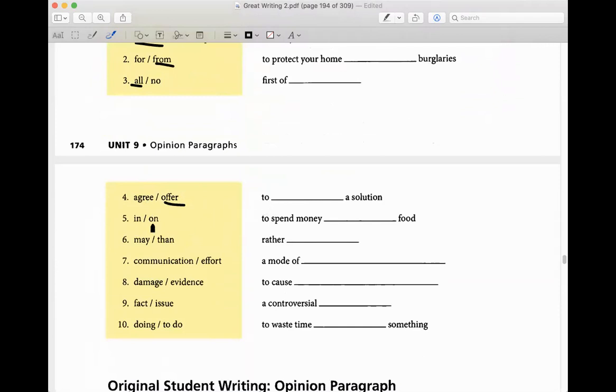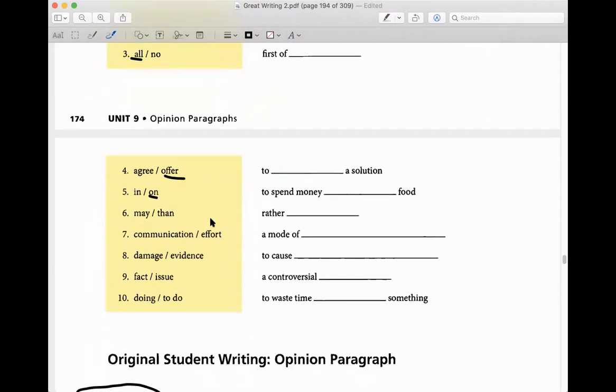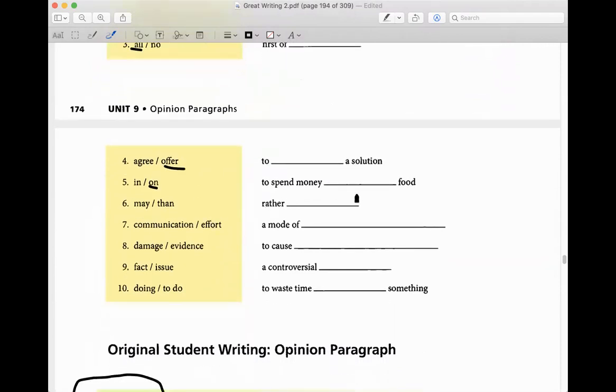To spend money on food. I spent a lot of money on food last week. I spent a lot of money. These days, I don't spend much money on gas because I don't drive very much this semester. This is a good one for your attendance question. I'll ask you, what do you spend money on? Or what did you spend money on last week?